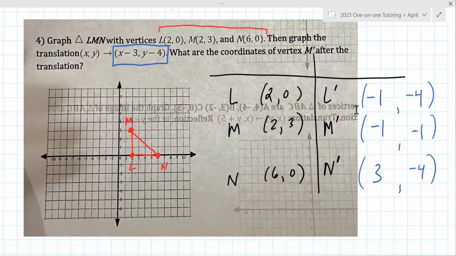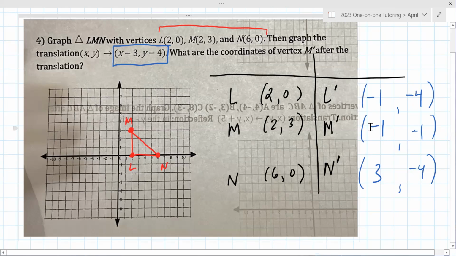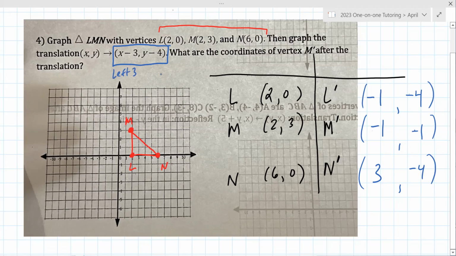All right, so the other way to do this is to just look at the transformation up here. It's saying left 3 and down 4. Left 3 and then down 4. So there's L prime. M prime is there. That's L prime, M prime, and then N prime, same thing, left 3, down 4 for N prime. Does your new triangle look like that? Yep, it looks like that.